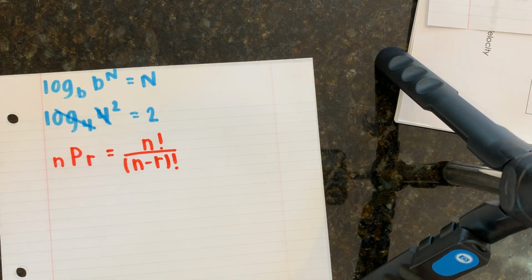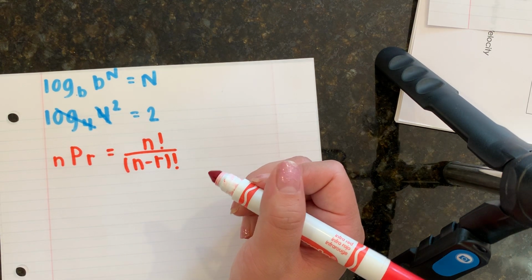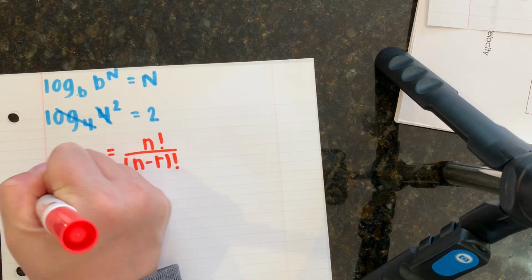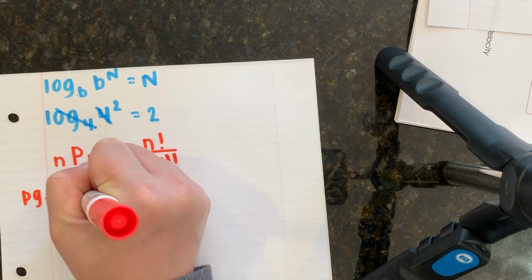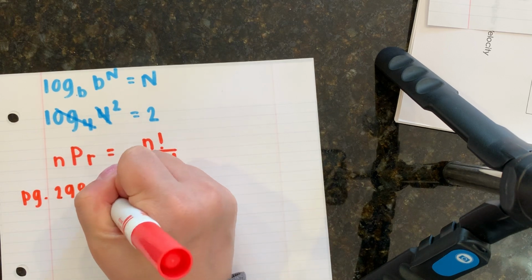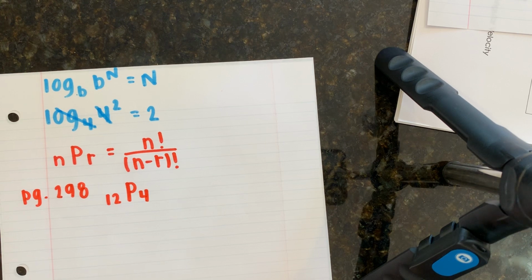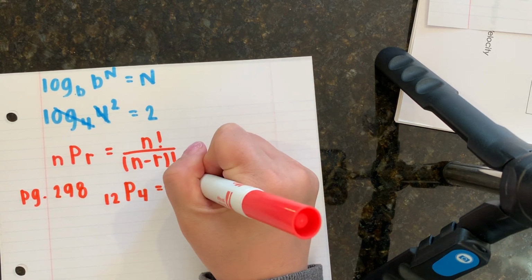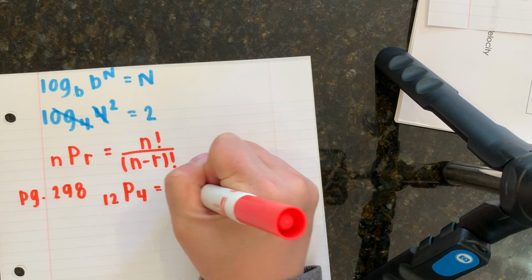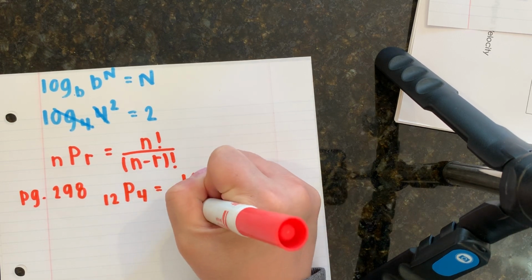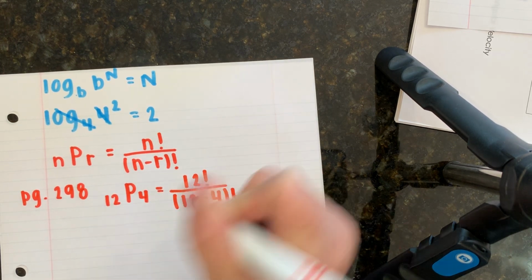Now, there's a couple ways they can ask you to do this problem. They could ask you just to evaluate the problem and find it. They could ask you to find 2 of them and then find the difference between them. But we're just going to look at the example on page 298. And that is to find 12P4. So if I follow the equation that I gave you, 12 factorial is your n, and in the denominator, I'm going to have 12 minus 4 factorial.